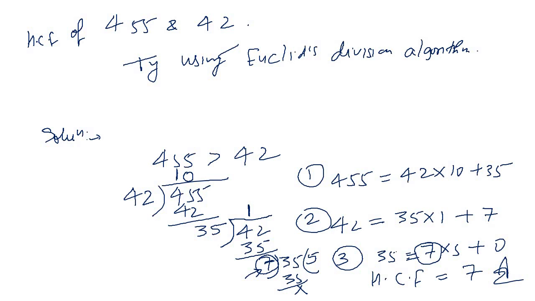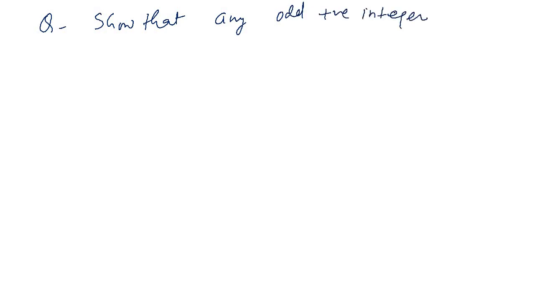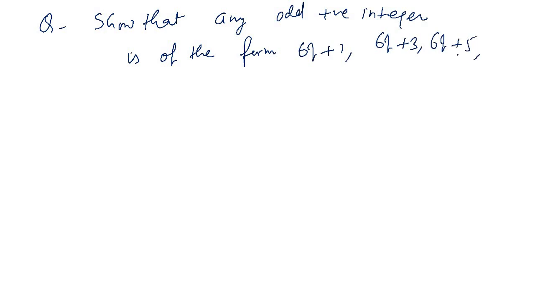So now students, we will use this lemma for solving other types of questions also. Let us see another example. Suppose there is a question like this: show that any odd positive integer is of the form 6q plus 1, 6q plus 3, 6q plus 5. So now we will see how this question can be solved by using this lemma.